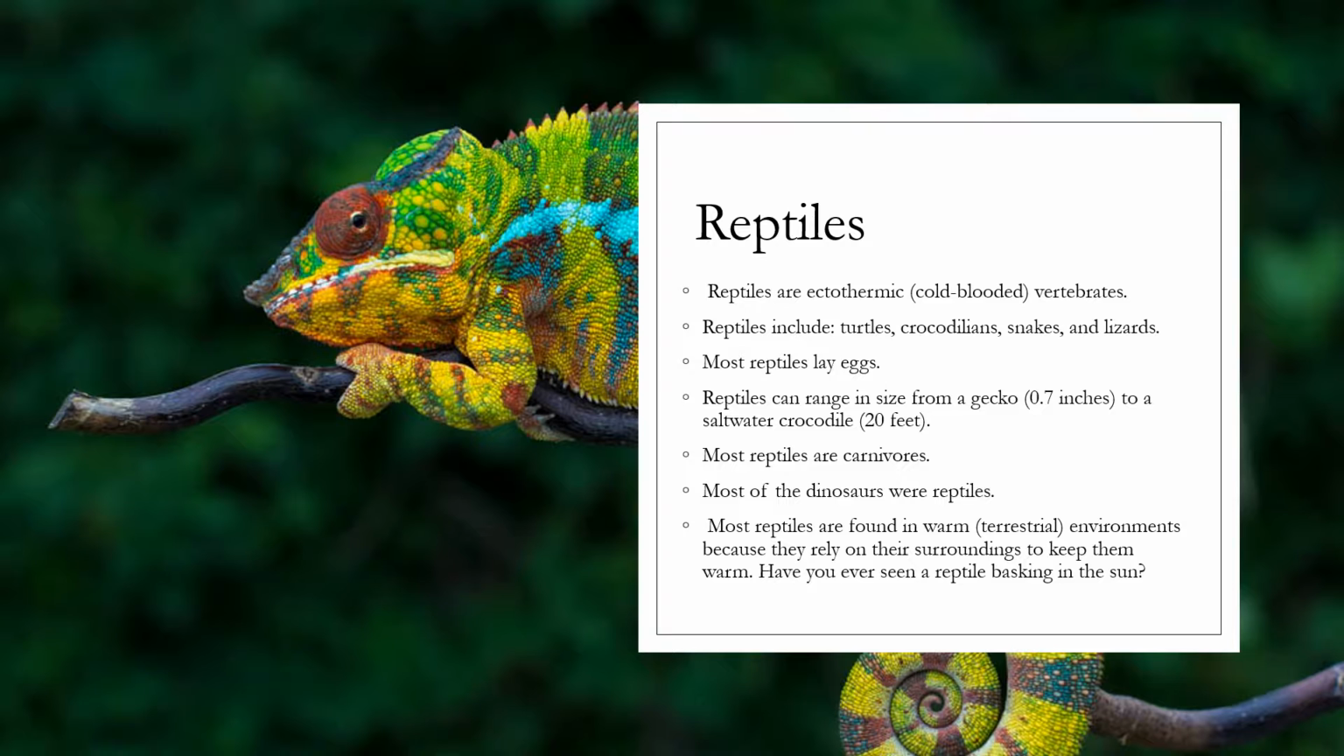Most reptiles are carnivores, meaning they eat meat. Most of the dinosaurs were reptiles. Most reptiles are found in warm, on-land environments because they rely on their surroundings to keep them warm. Have you ever seen a reptile basking in the sun?